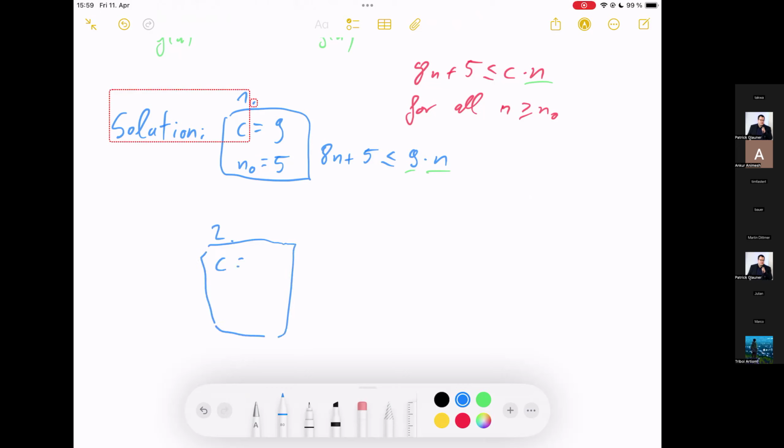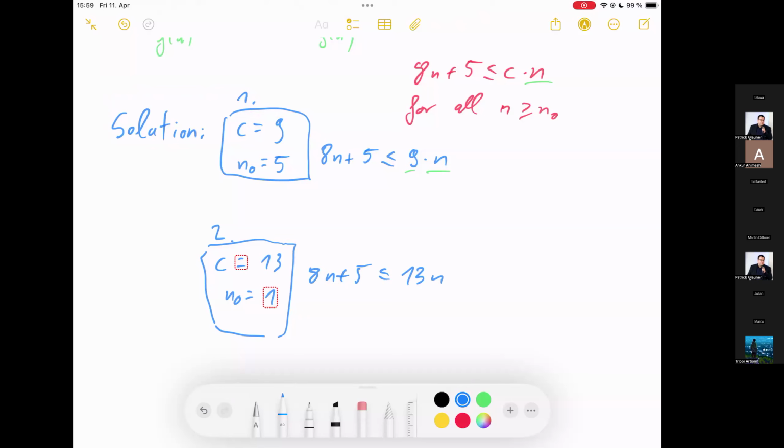So C and N0. Well, since there are no solutions from your side, I could also say my N0 is 1 and C is 13, because then we would have 8n plus 5 is less than or equal to 13n, and this applies already from n0, that is 1. So there are infinitely many solutions for this. And why is this O notation relevant to algorithms now?